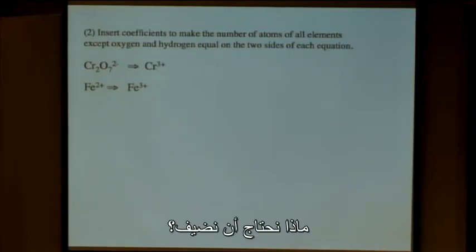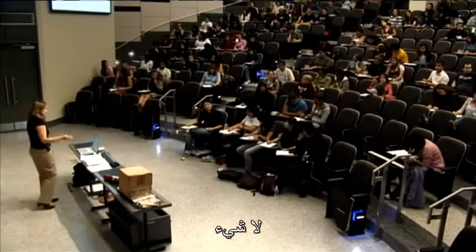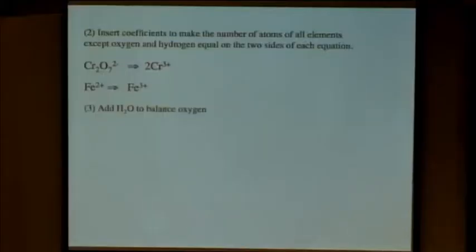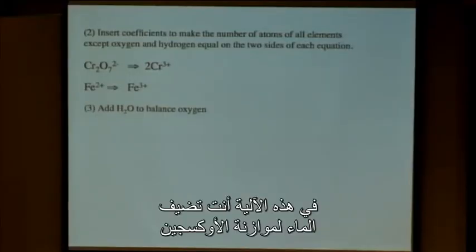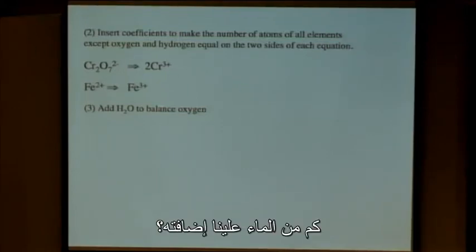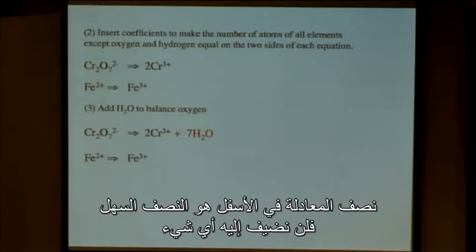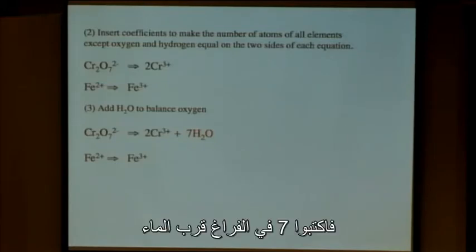We need to add a what? A 2. So we need to add a 2 over here, 2 chromiums here, 2 on the other side. What about for iron? Nothing. All right, so that was pretty simple. Now, in this procedure, you add water to balance the oxygens. So what are we going to do up here? How many waters do we need to add? Right. So we need to add 7 waters. And the bottom one's pretty easy so far. We don't have to do anything. So go ahead and write in your 7 waters.